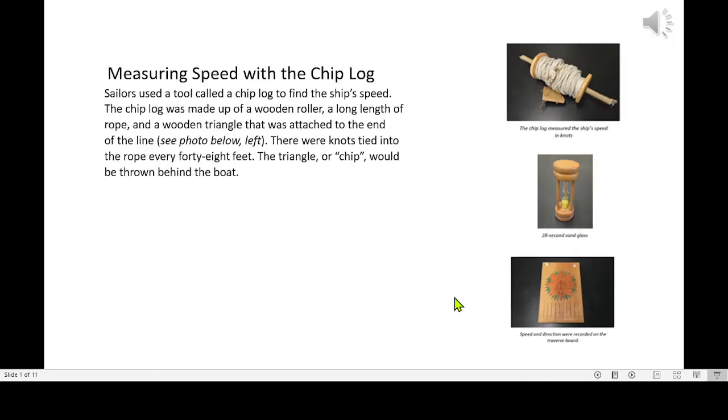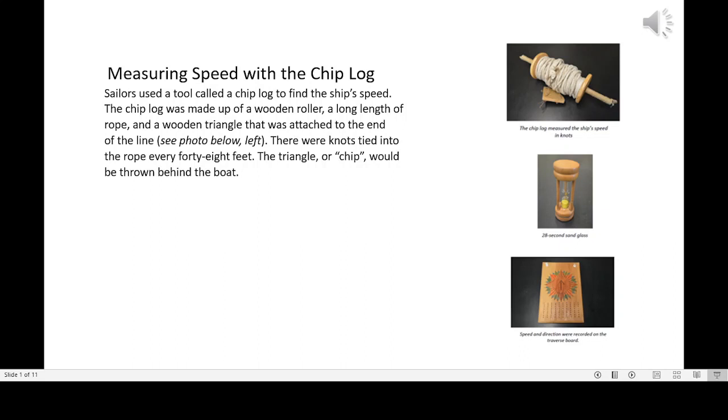Measuring speed with the chip log. Sailors used a tool called a chip log to find the ship's speed. The chip log was made up of a wooden roller, a long length of rope, and a wooden triangle that was attached to the end of the line. See photo below, left. There were knots tied into the rope every 48 feet.